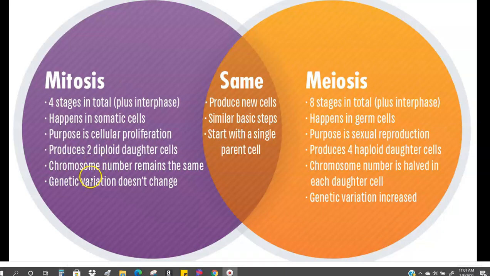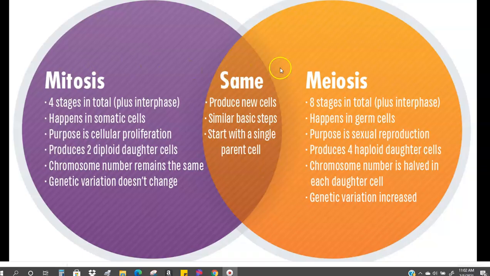So our daughter cells from mitosis are going to have the same number of chromosomes as the parent cell. You start out with a parent cell that's got 46 chromosomes. It undergoes mitosis. The daughter cell also has 46 chromosomes. So the chromosome number is going to stay the same. Genetic variation does not change. What that means is that the daughter cells are identical to the parent cell. You start out with a cell, it undergoes mitosis, and the daughter cell is exactly genetically the same as the parent cell.